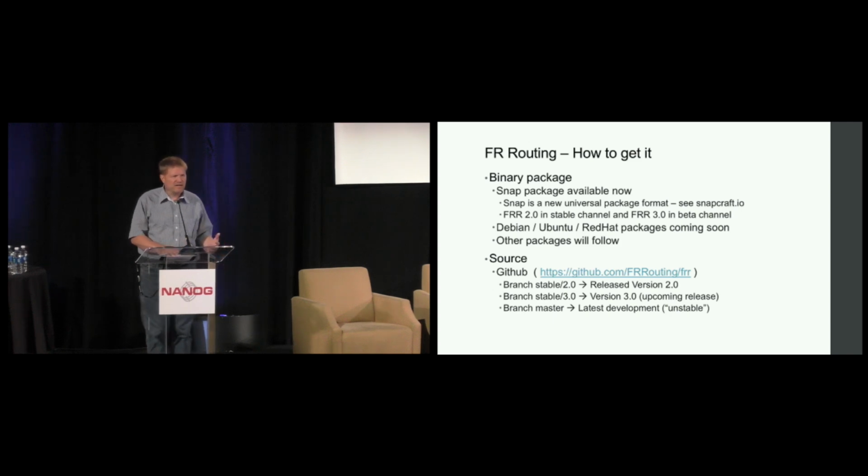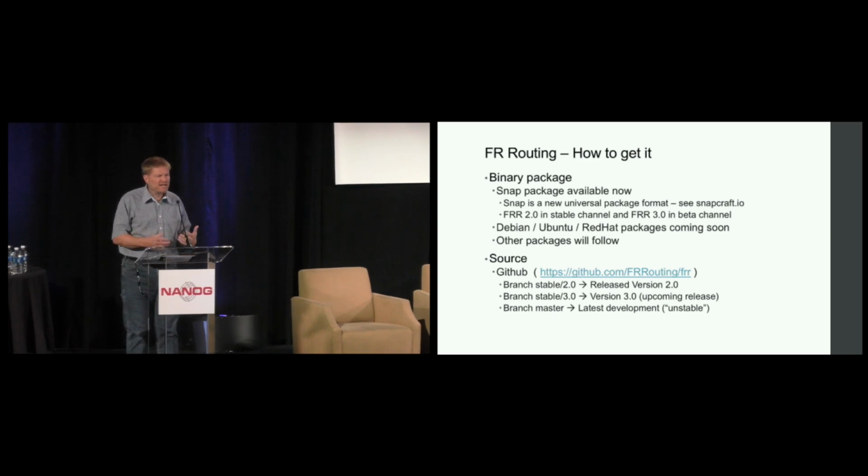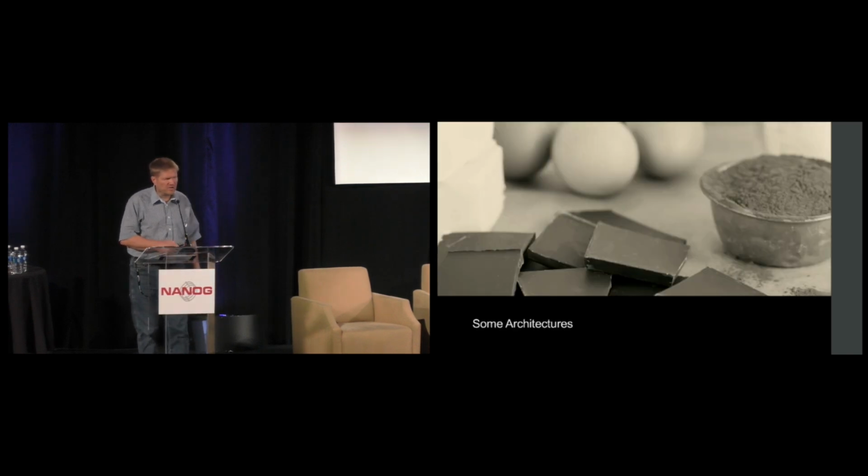You can get it by a binary package. There's a snap package available now. 2.0 in the stable channel is available, and 3.0 is available in the beta channel. There are Debian and Ubuntu Red Hat packages coming soon. We're working on packaging around this right now and how to manage future packaging requirements. And there's some pointers to the source if you are interested.